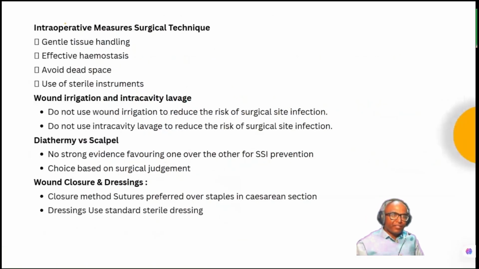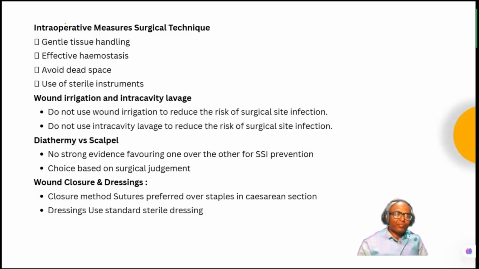Now, what are the intraoperative measures during the surgical technique? There has to be gentle tissue handling, effective hemostasis, avoiding dead space, and use of sterile instruments. Wound irrigation and intracavity lavage: what do the guidelines say? Do not use wound irrigation to reduce the risk of surgical site infection. So wound irrigation is not indicated. Do not use intracavity lavage to reduce the risk of surgical site infection. Even intracavity lavage is not indicated.